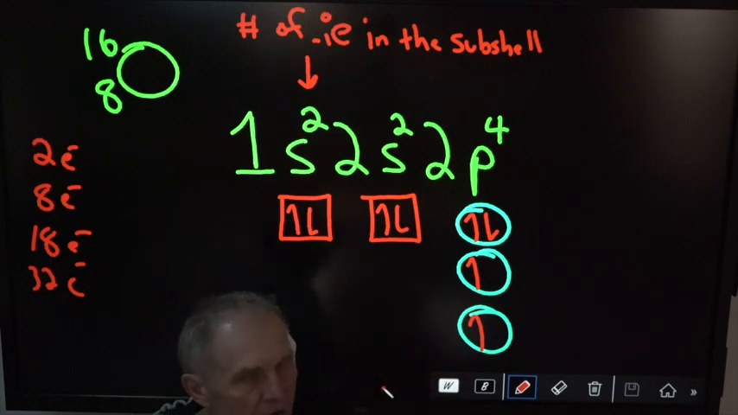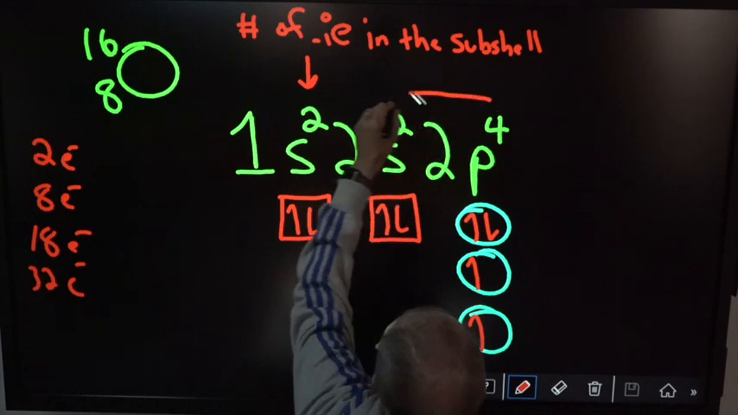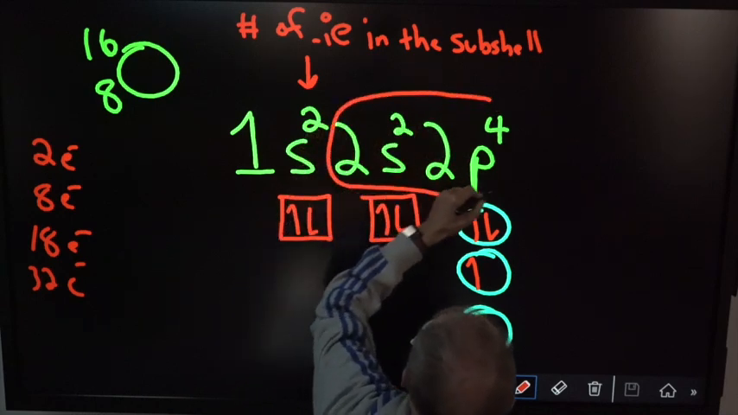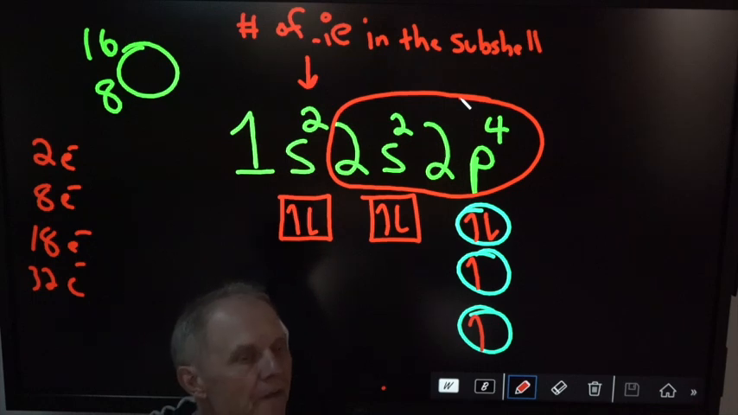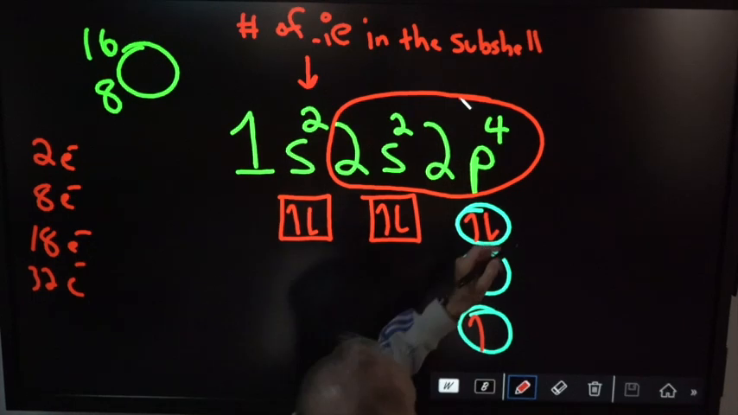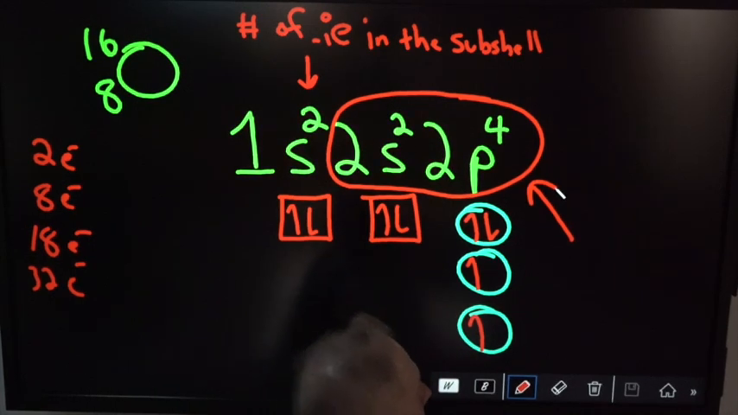But I have to tell you this though. The outside shell is where all the action is. All right? And here's the outside shell. Right there. The second shell is the outside shell. So whatever shell is the outside shell, it's called the valence shell.